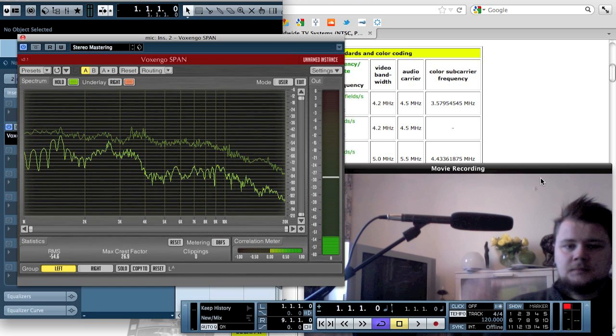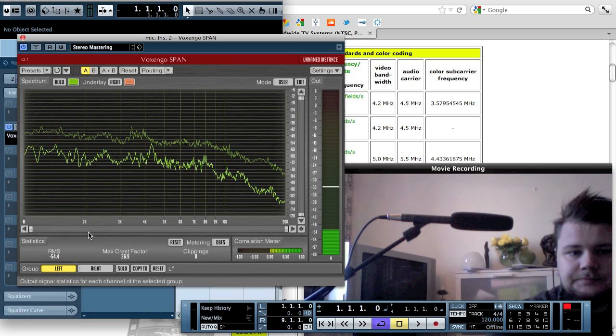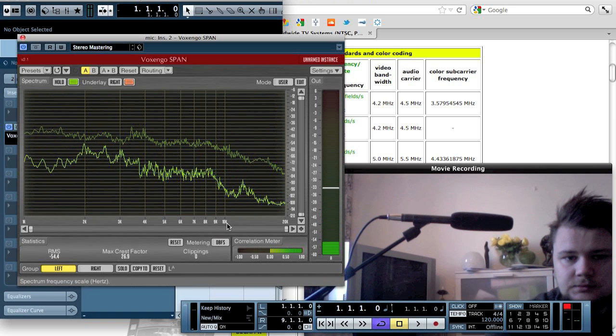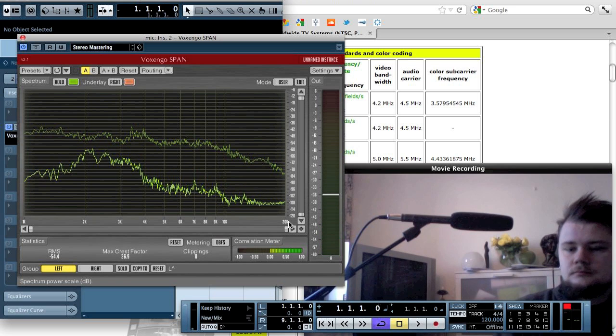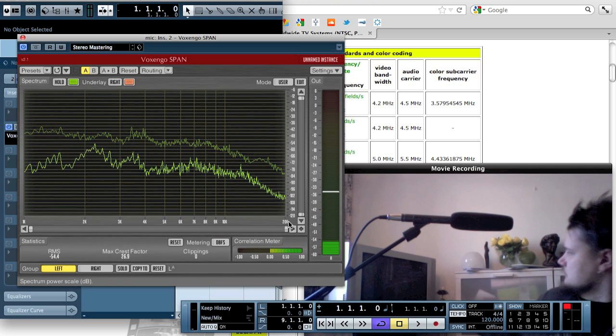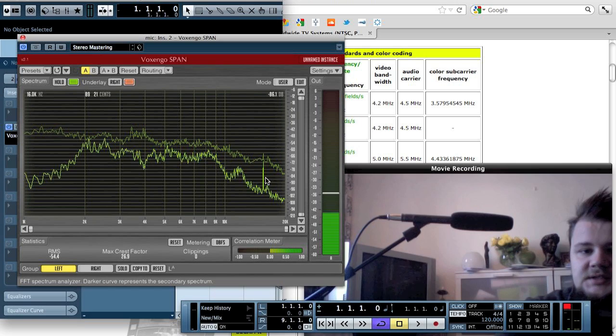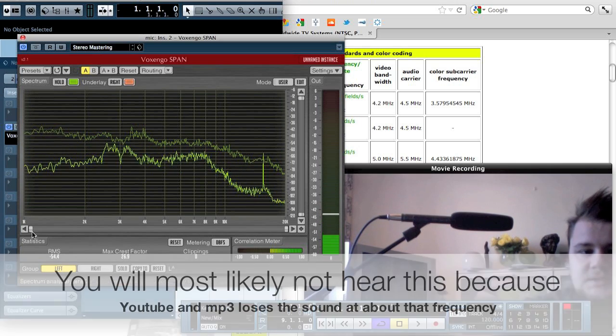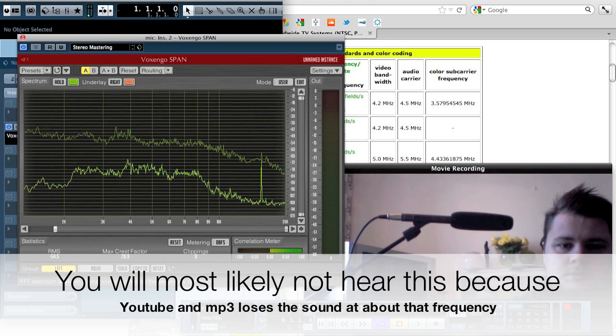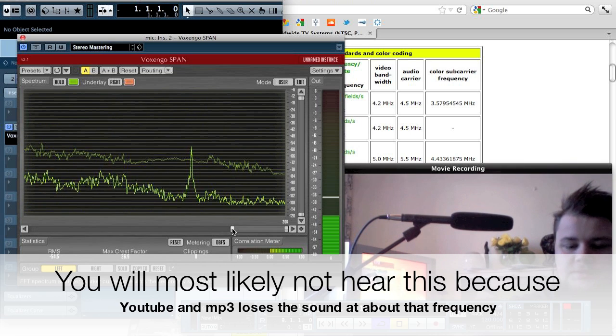And here I have a spectral analyzer. It goes from 1K to 20K. So let me turn on the TV. You see, it's this spike here, which is... And let's mute the TV.